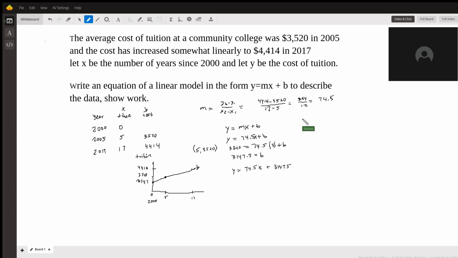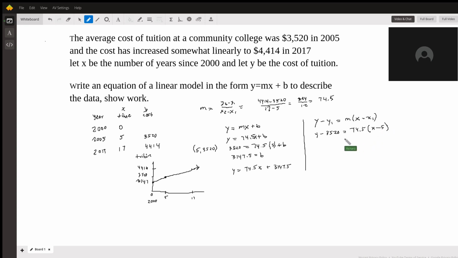So before we end, I just want to show you another way of doing this. We would use the point-slope form of the equation. If you haven't seen this, just ignore me. This is preferred by a lot of people. So we're going to use the same point, 5, 3520. So it's, excuse me, I wrote that as an equal sign, y minus 3520. Now we know the slope is 74.5 times x minus 5.